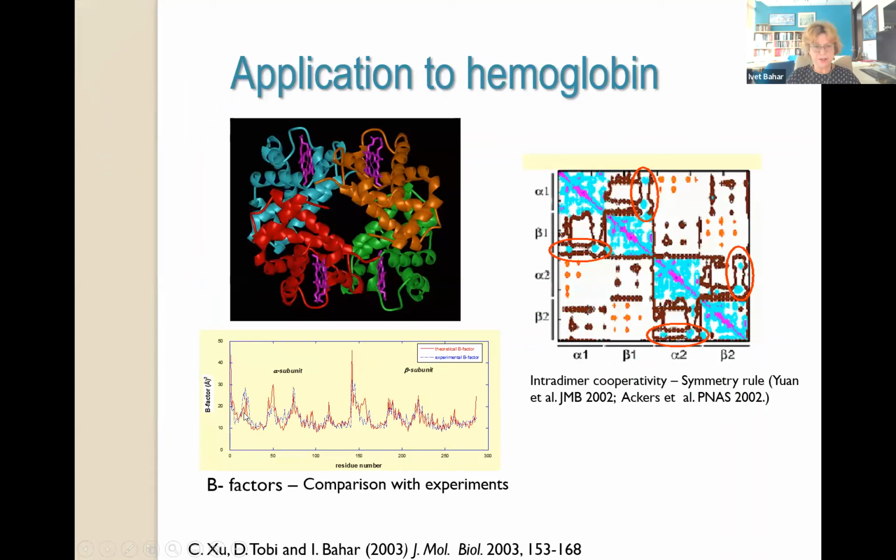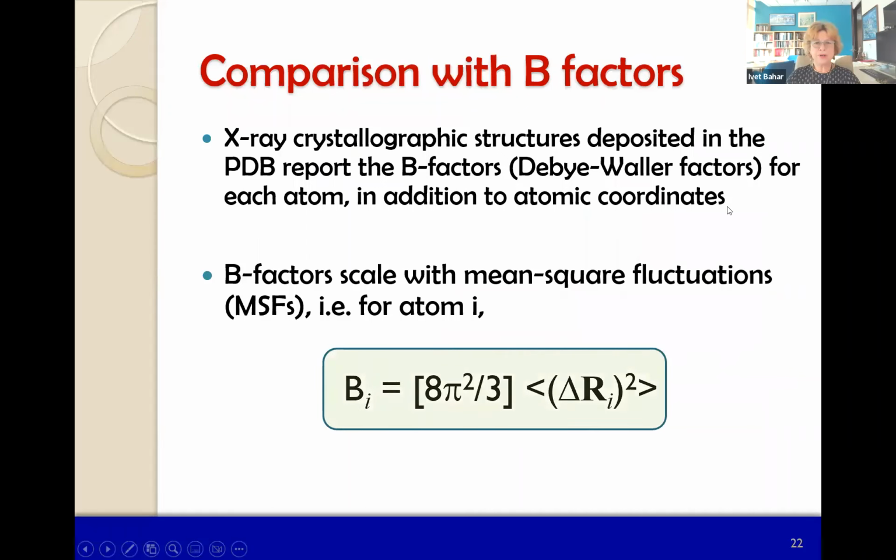So what has been plotted here is the mean square fluctuations of amino acids, peaks referring to the most mobile regions and minima to the most rigid regions. And actually, we're showing that only for alpha and beta subunits. We are also comparing those theoretically predicted mean square fluctuations by what is called B factors. B factors are the Debye-Waller, also called Debye-Waller factors. They are representative of the mobility of individual atoms in the crystal structures, how much each atom fluctuates.